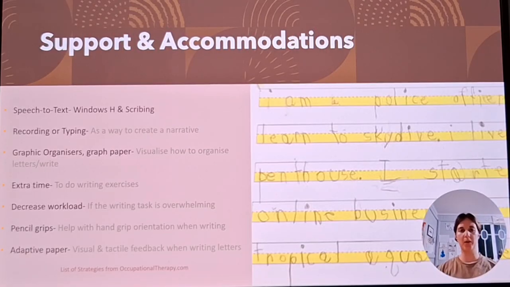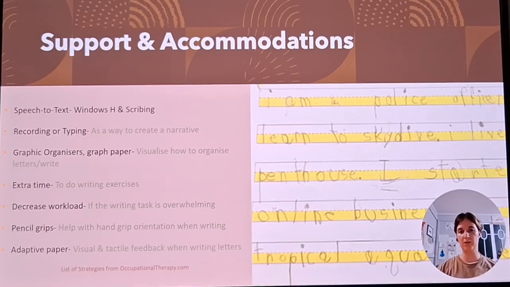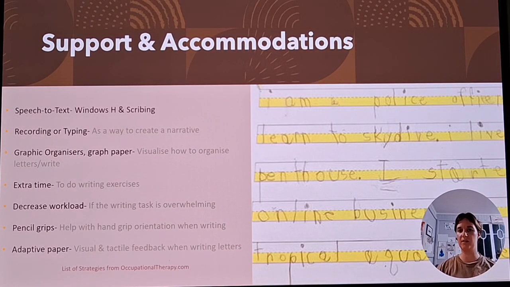Other types of support and accommodation you could use to help students who struggle with writing is to allow them to use pencil grips, graphic organizers, or graph paper to help organize their writing. To explicitly help a student with dysgraphia, you should teach them how to use Windows 8 so that they can do speech-to-text typing. Allow them to have additional time on writing tasks.